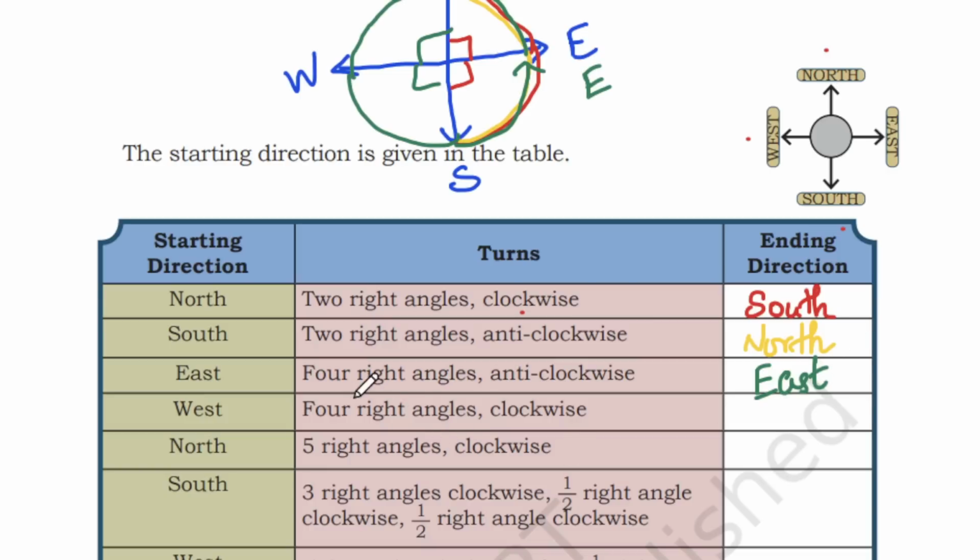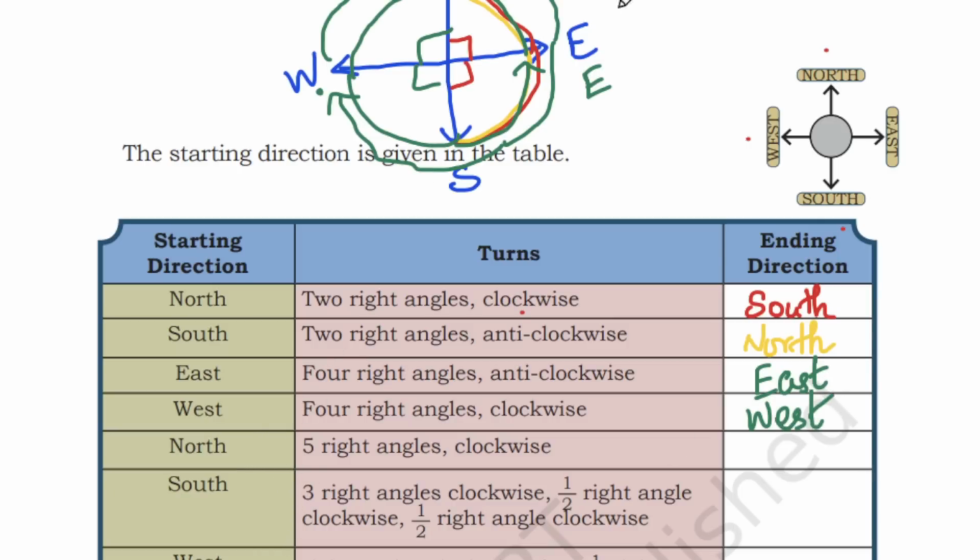Okay, next from west, four right angles clockwise. So from west, four right angles clockwise: 1, 2, 3, 4. Clockwise again, where are we ending up? We are ending up in west again.